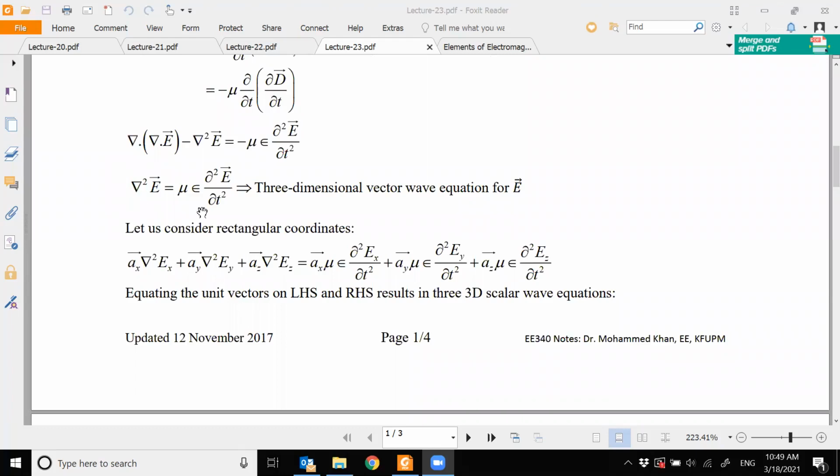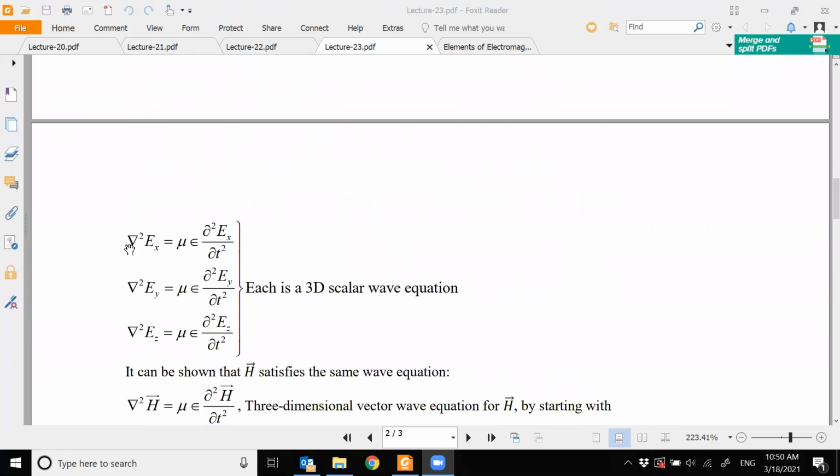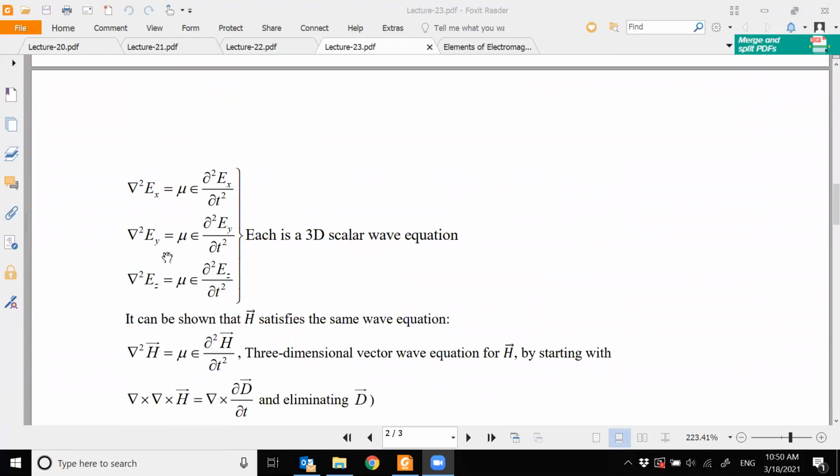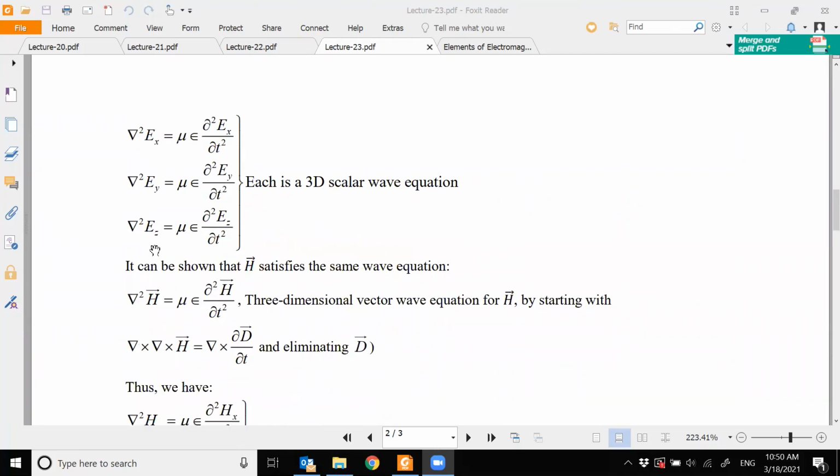And now what I am doing, I am opening the vectors. So my E bar, if I take it in Cartesian coordinates, Ex ax plus Ey ay plus Ez az, then this is my left hand side and this is my right hand side. And when I equate all the unit vectors, then I will get del square Ex is mu epsilon dou square Ex over dou T square. Del square Ey is mu epsilon dou square Ey over dou T square. And del square Ez is mu epsilon dou square Ez over dou T square.